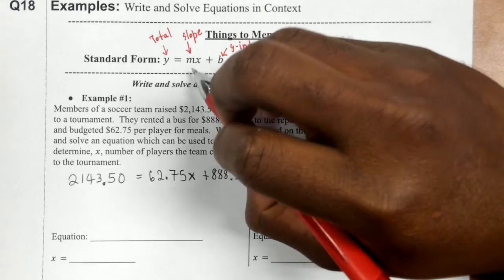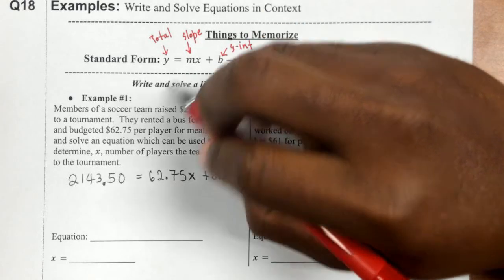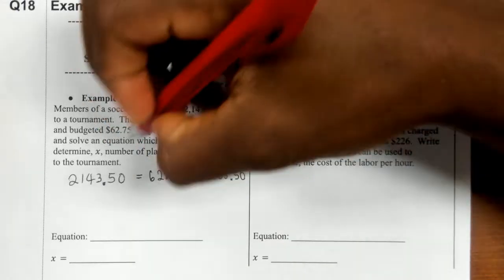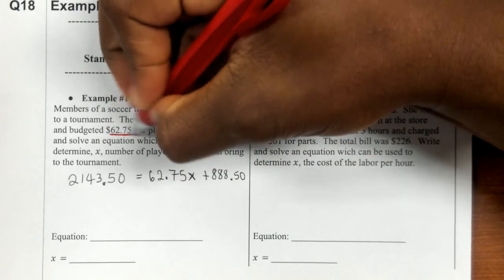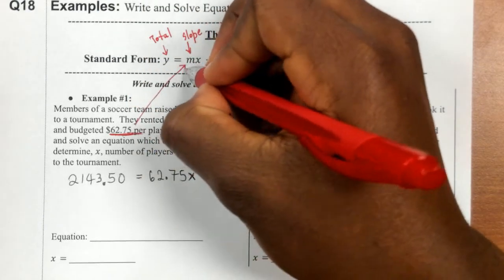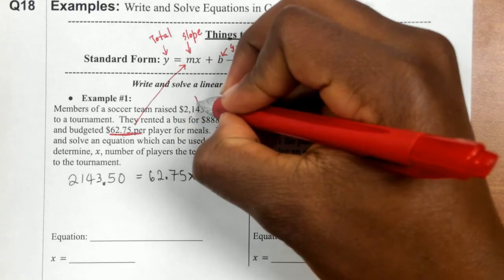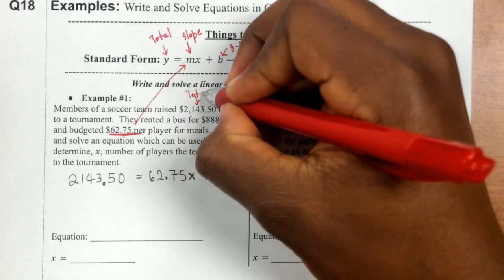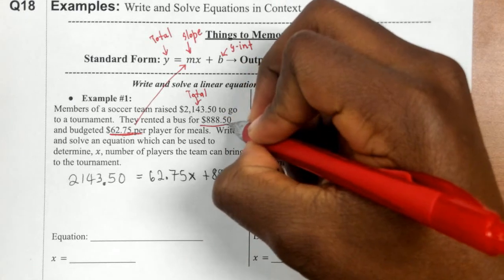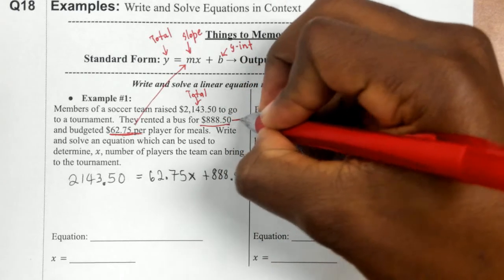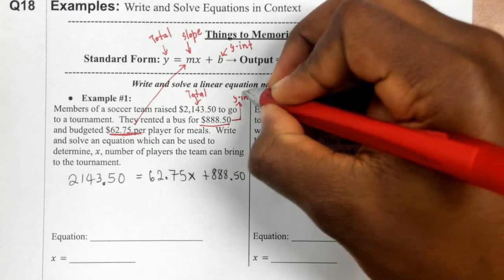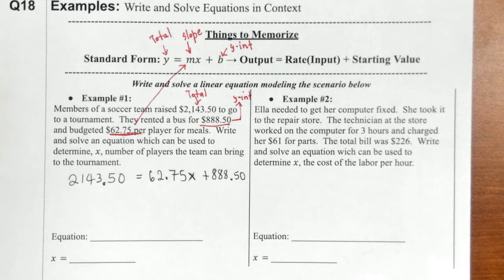And what keyword could we use to figure out that the 62.75 is the slope? The word per. That's how I know that this correlated to the slope. This was the largest amount, so that had to be your total. And this was what we spent to rent the bus only once, so that had to be your y-intercept. Now we need to solve this.